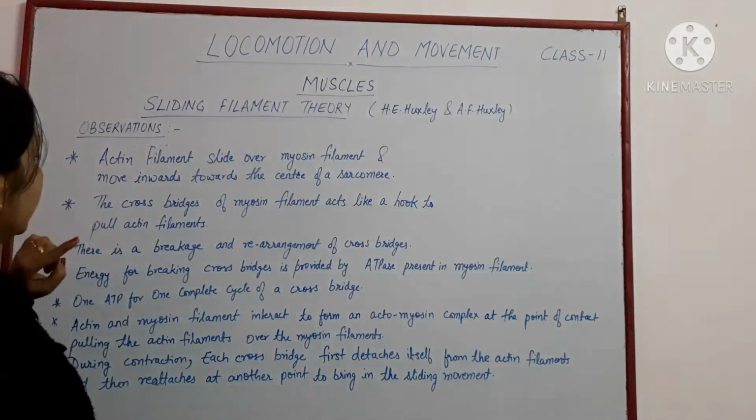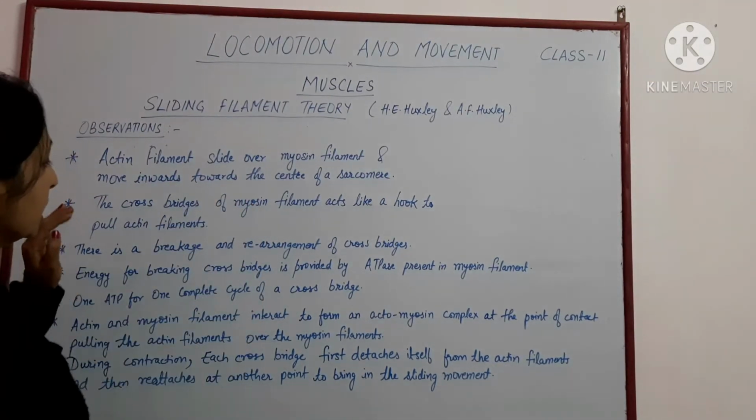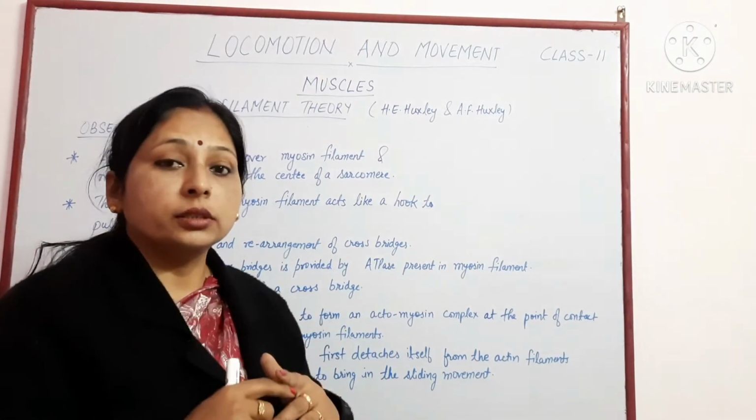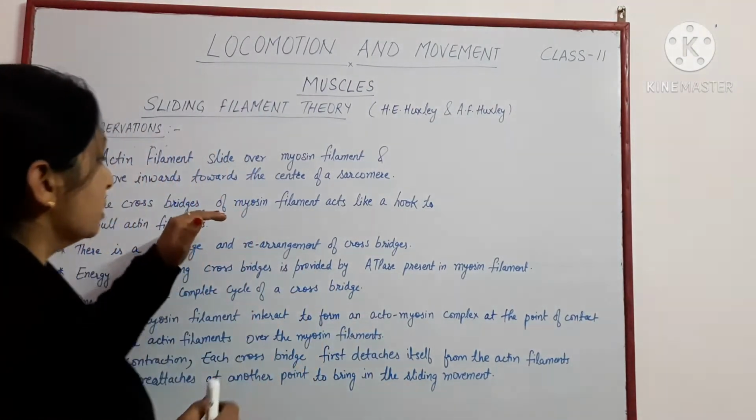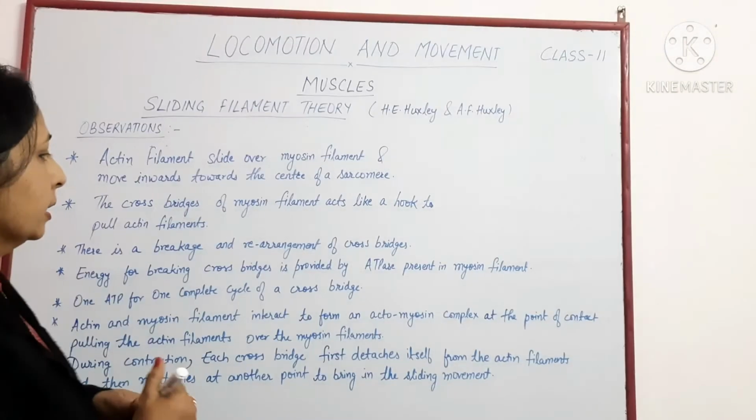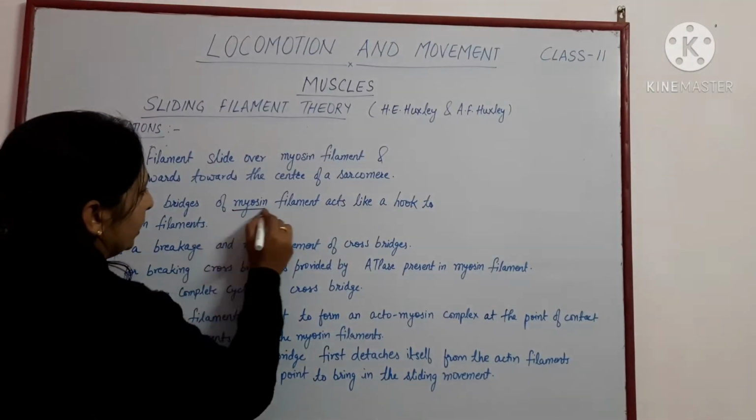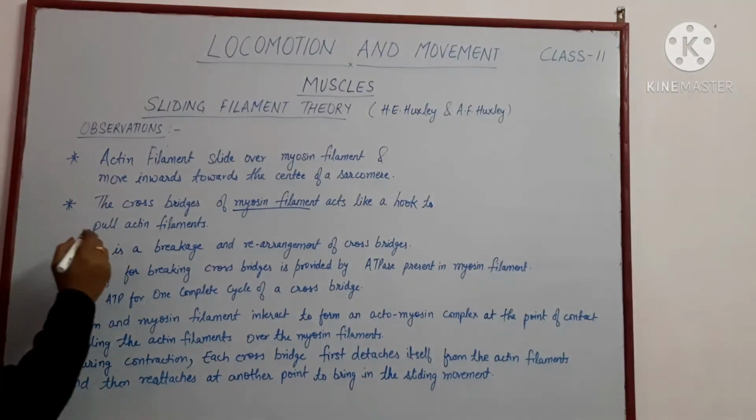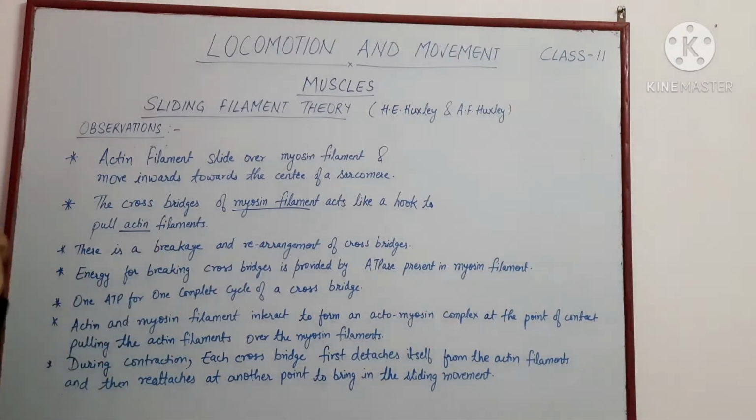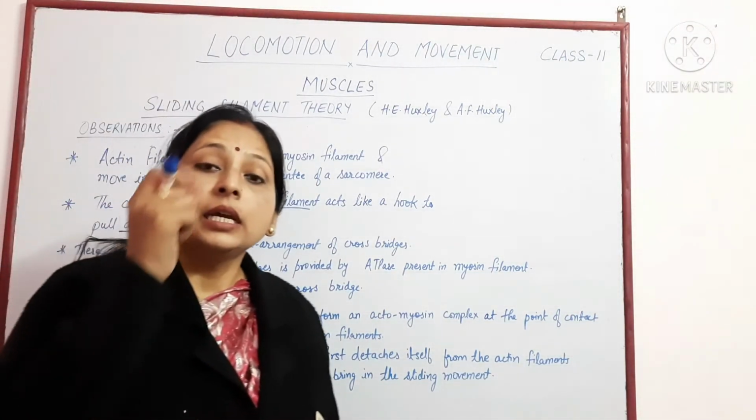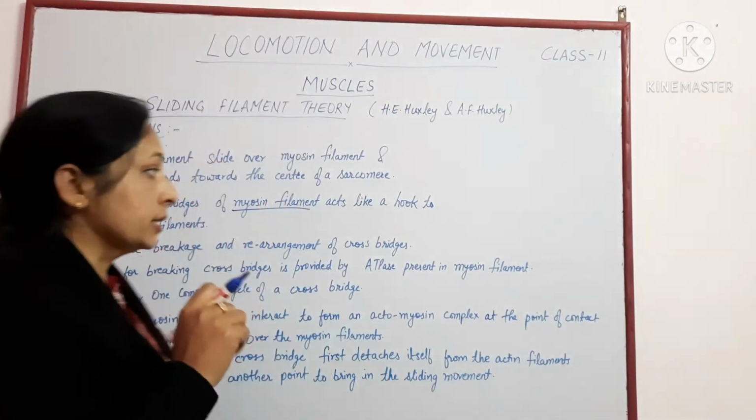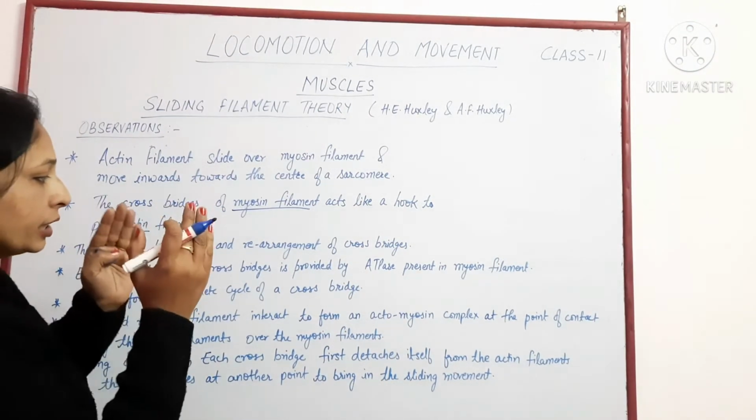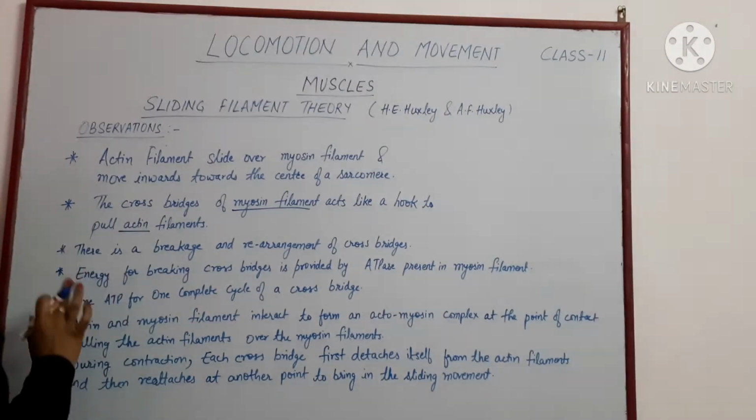So this one. Then the second step is the cross bridges, the cross bridges that I have shown in the diagram. The cross bridges of the myosin filament are made up of myosin. They act like a hook. Hook for what? Hook for pulling the actin filament. Hooks of myosin filaments pull the actin filaments. So this pulling results in the contraction phase of the muscle fibers.